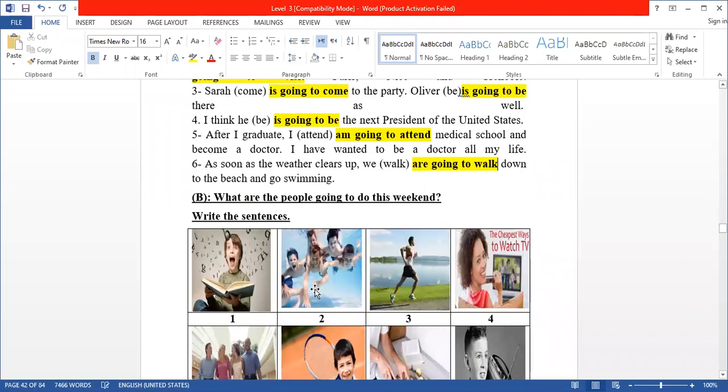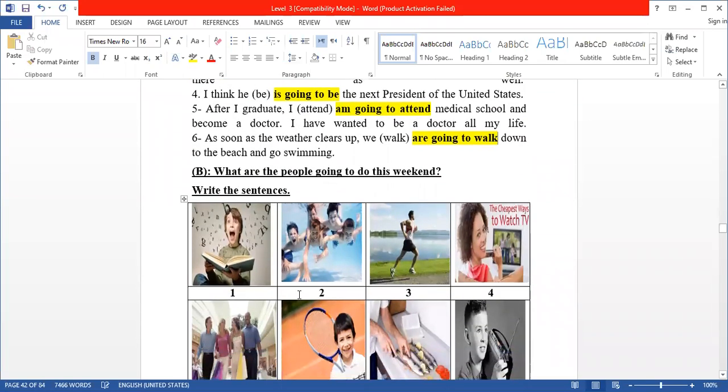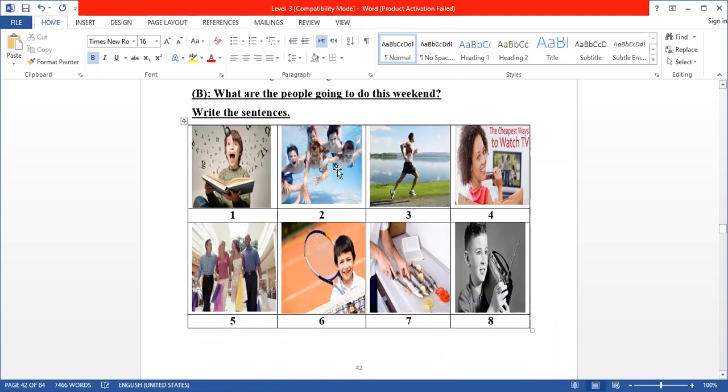Yes, here you look at these photos or pictures. Here we have these pictures or photos. What are the people going to do this weekend? As you see, we have different people. They are going to do different things this weekend.